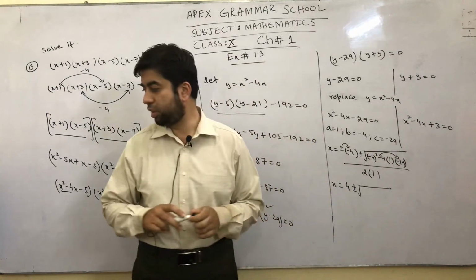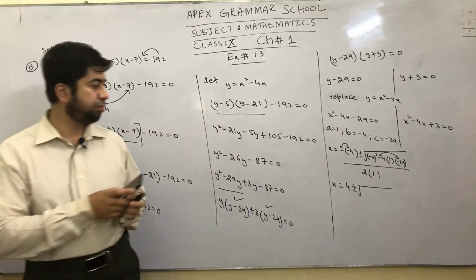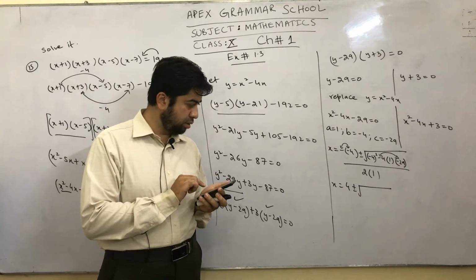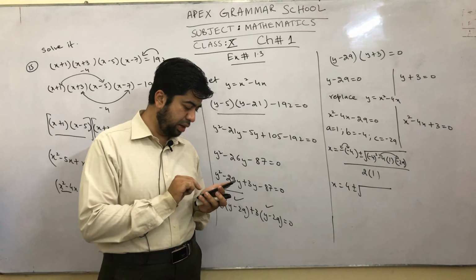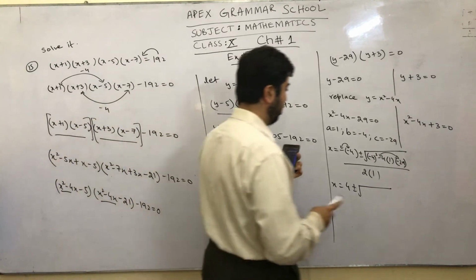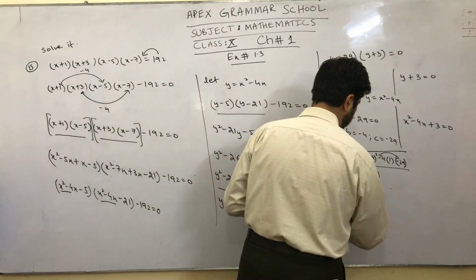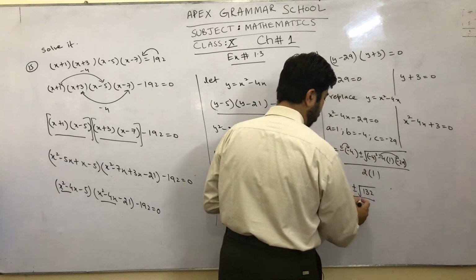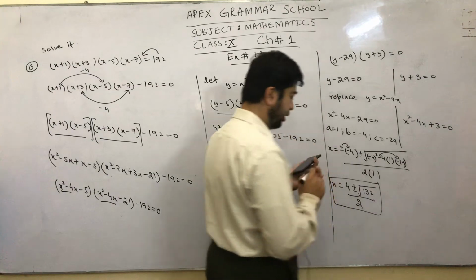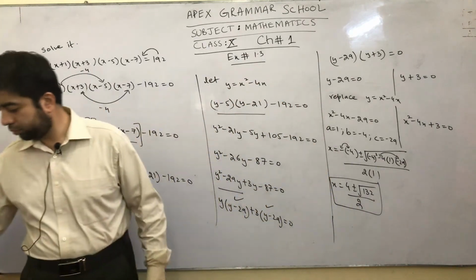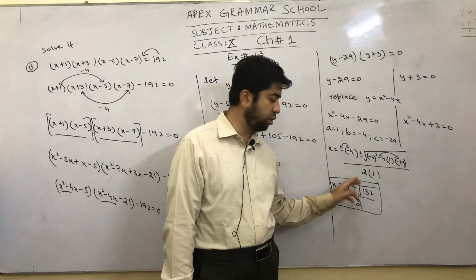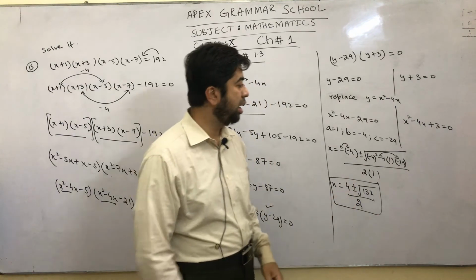Just calculate it within your calculator. It is 4 multiplied by 29 plus 16. That is square root 132, and in denominator 2 ones are 2. This is the answer from this side. You can see that x contains both roots, positive root and negative root.